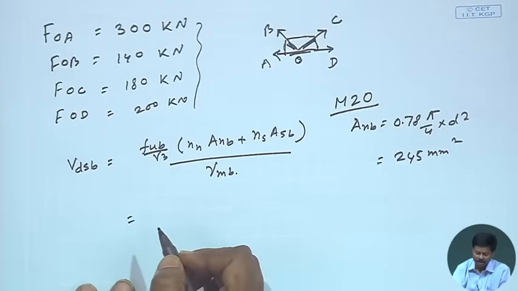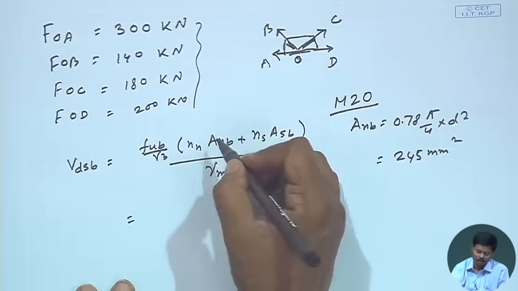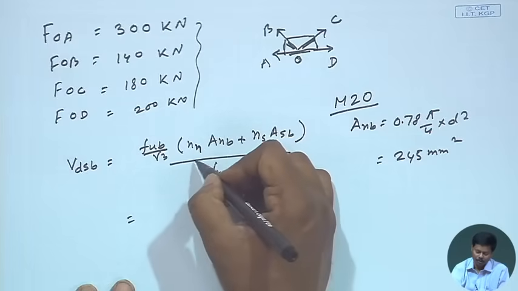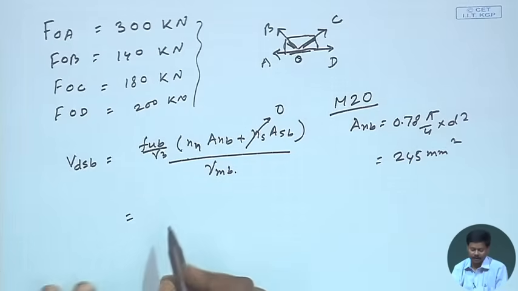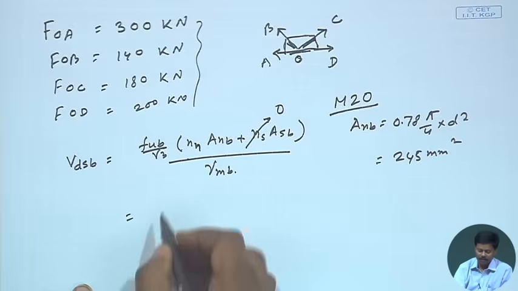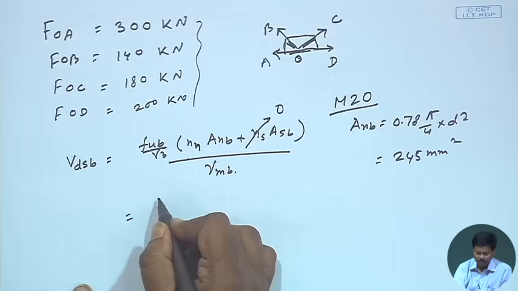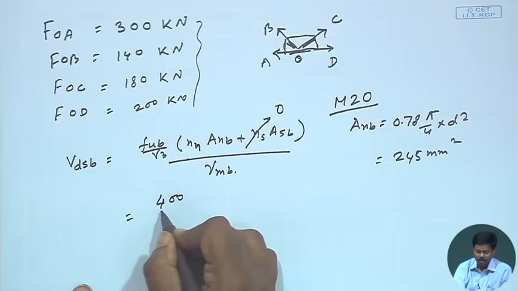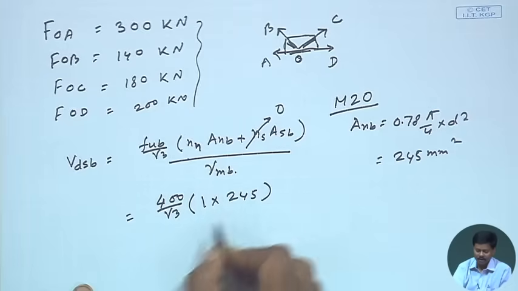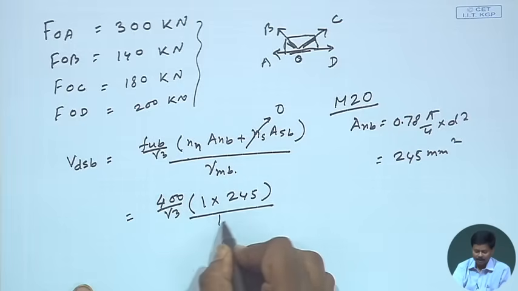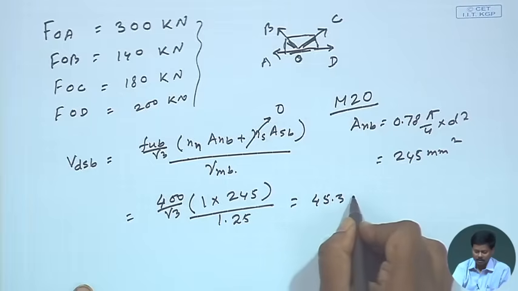Now, we can consider that the shear plane is passing through the thread of the bolt. So, NN is 1 and NS is 0, there will be no shear plane passing through the shank. If we consider that, then we can find out the VDSB value by putting those magnitudes: FUB will be 400 by root 3 into NN is 1 and 245 is the area, and gamma MB is 1.25. So, we can find out 45.3 kilonewton.